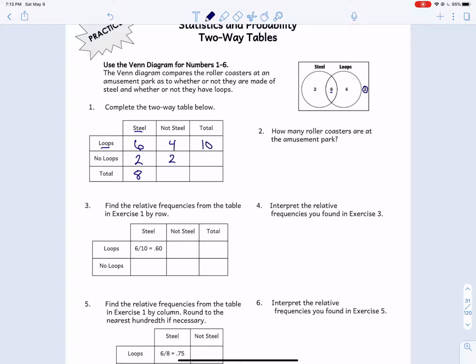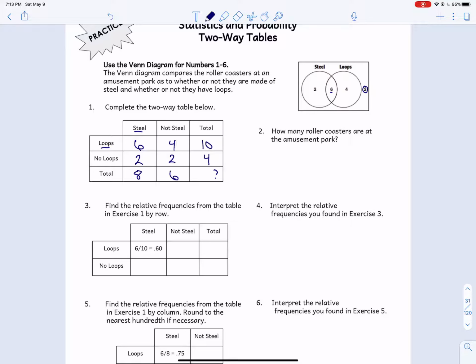Okay, now we just add these across or add them down to get the total number. So if we go down, 4 plus 2 is 6. And then if you go over, 2 plus 2 is 4. And then the grand total, this number here, would represent what? What would that be? The total number of roller coasters that were looked at.